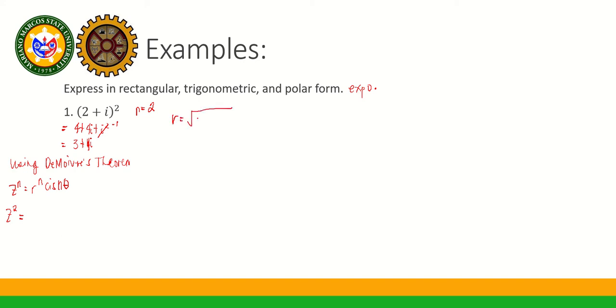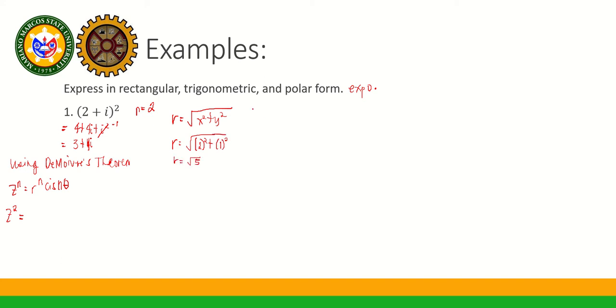So, how do we get r? This will be the square root of x squared plus y squared. And remember that our real part is x and our imaginary part is y. So, this will be equal to square root of 2 squared plus 1 squared. So, our r is equal to square root of 5.